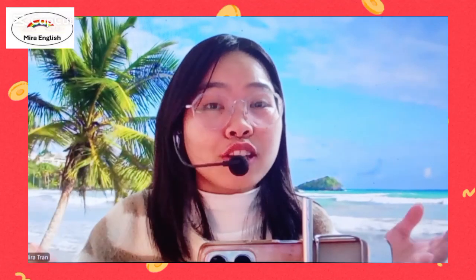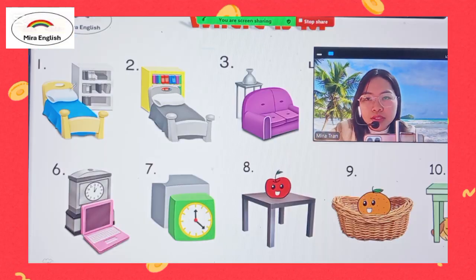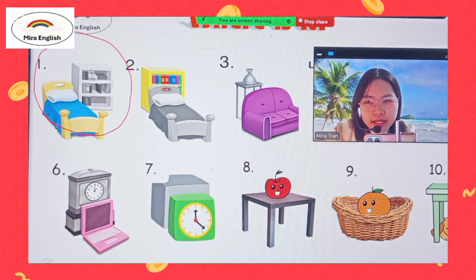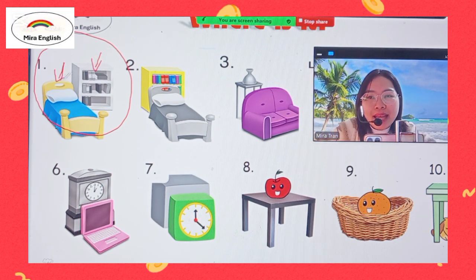Class, now let's review the lesson together. Part 1, let's review. Look at picture number 1. There is a bed next to the bookshelf. Yeah, there is a bed next to the bookshelf.